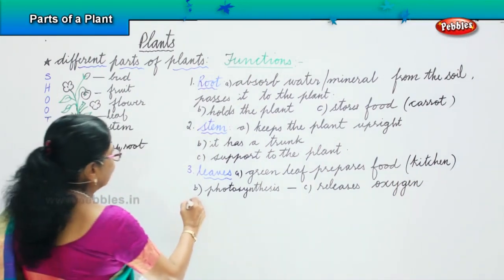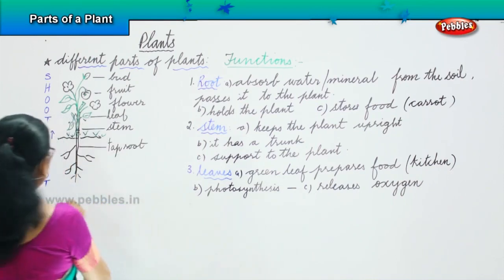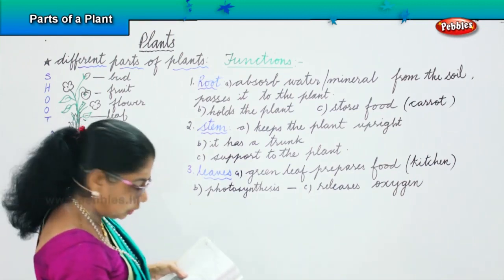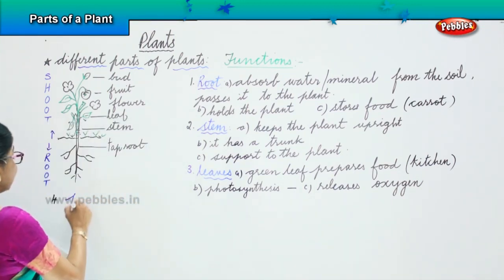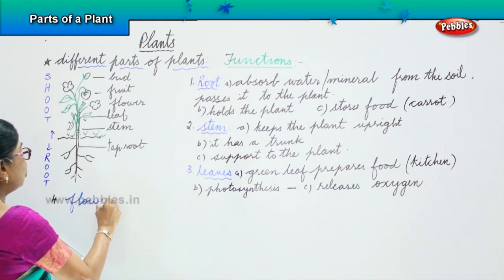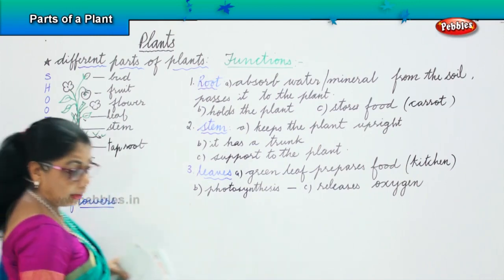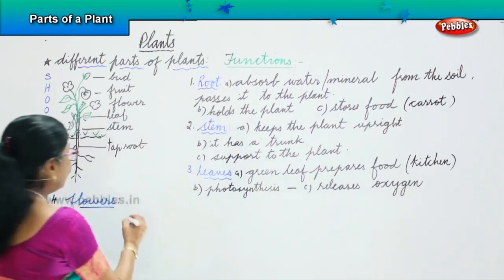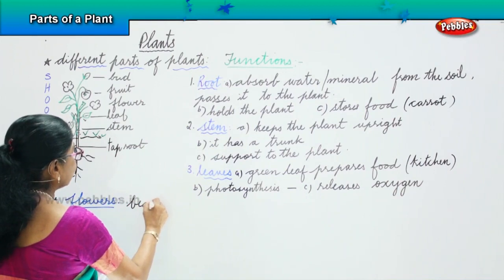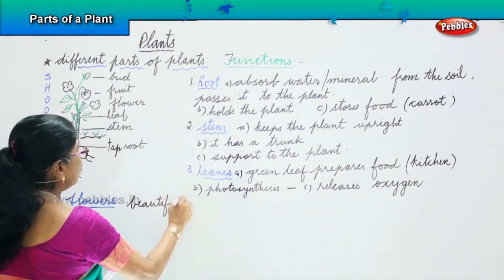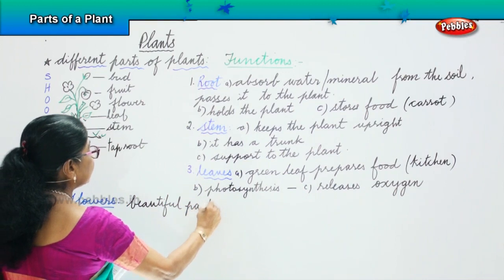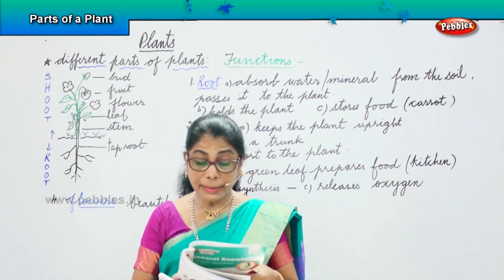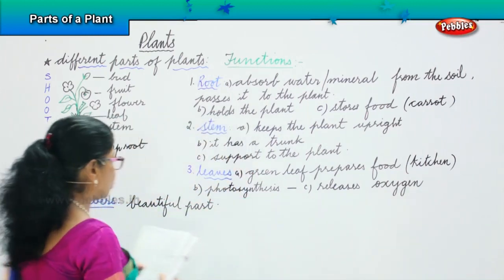Next, we are going to look at the fourth part. Which part? Flowers. The most beautiful part of a plant. Flowers make the plant look beautiful. Flowers are the most beautiful part. Many flowers turn into fruit.